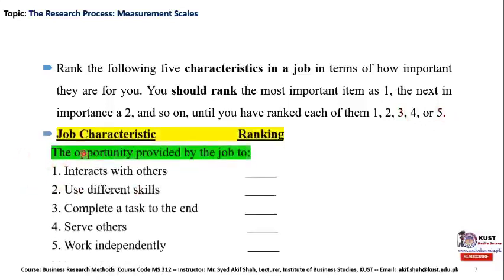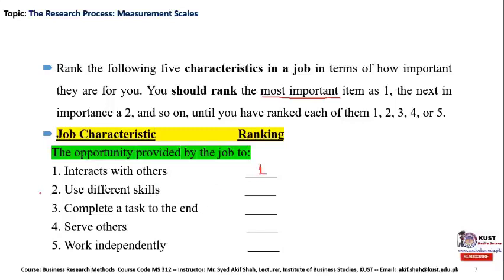And the narration says the opportunity provided by the job, like the subject or the respondent is required to mention the importance of any particular factor to his or her job in particular. Like for example, if the job nature asks oneself to interact with the other employees, so therefore it will be the most important category for the respondent or the subject.